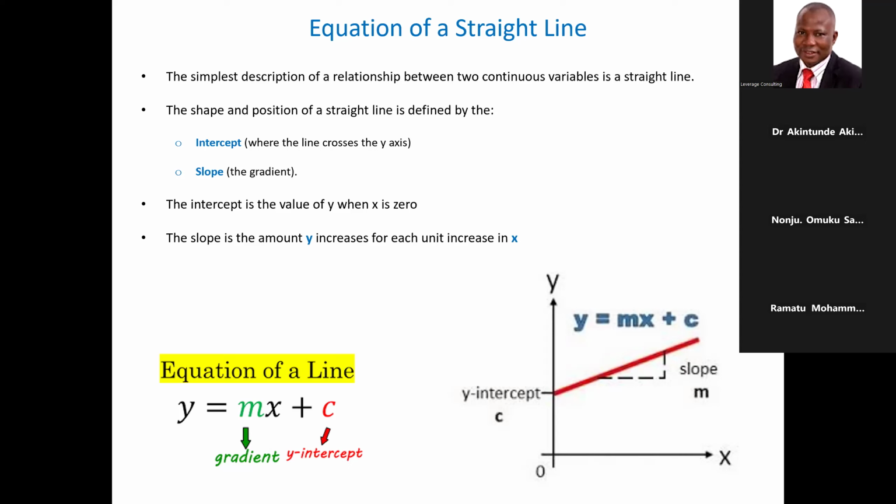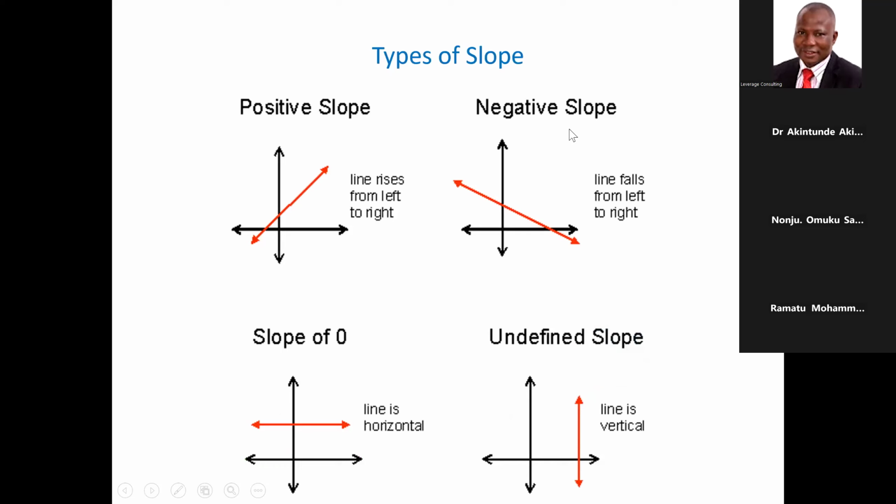So you can see this is the equation of a straight line. Intercept is the value of Y when X is 0. Slope is the amount Y increases for each unit increase in X. So let's quickly run through the types of slope generally. Can you see? Put 4 here. Where can you see the line move from?